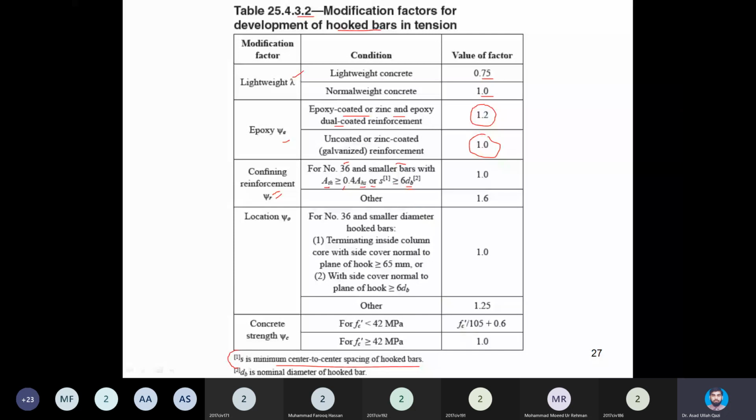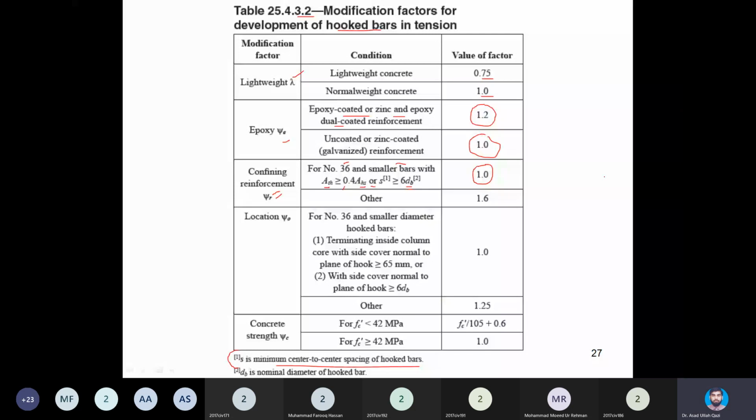If this is the condition present, then you will take the factor 1. So it can be commented that when the hooked bar is well confined and there is no interference of other closely placed bars, this confinement will be more effective, and you are not supposed to increase the LD.